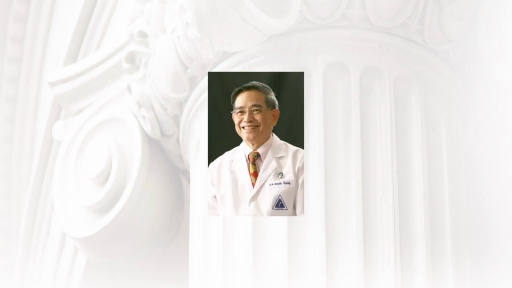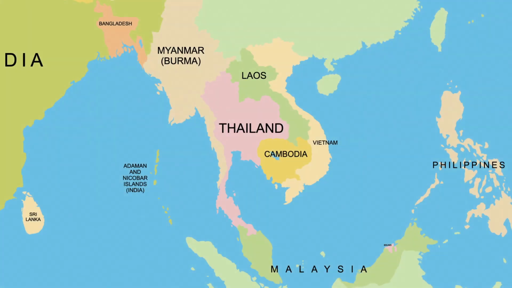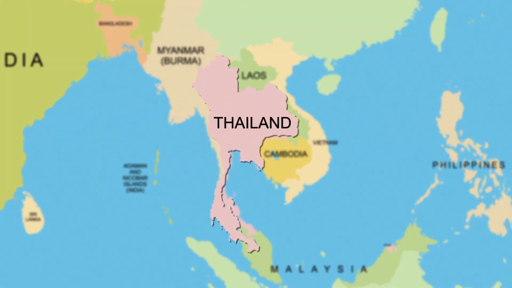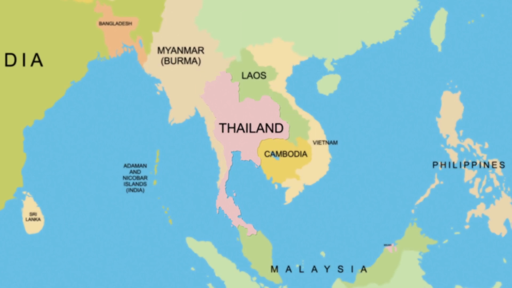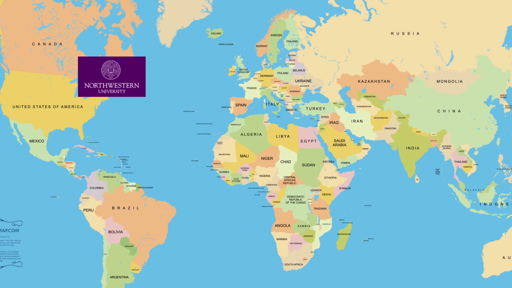This gentleman, perhaps you don't know who he is. He is actually a medical doctor. He goes by Dr. J. And Dr. J is a citizen of Thailand, and he actually lives in Thailand. But Dr. J got his medical degree in the United States at Northwestern University. So he fully understands the US medical system. And Dr. J decided he wanted to create an artificial leg for amputees in Thailand.